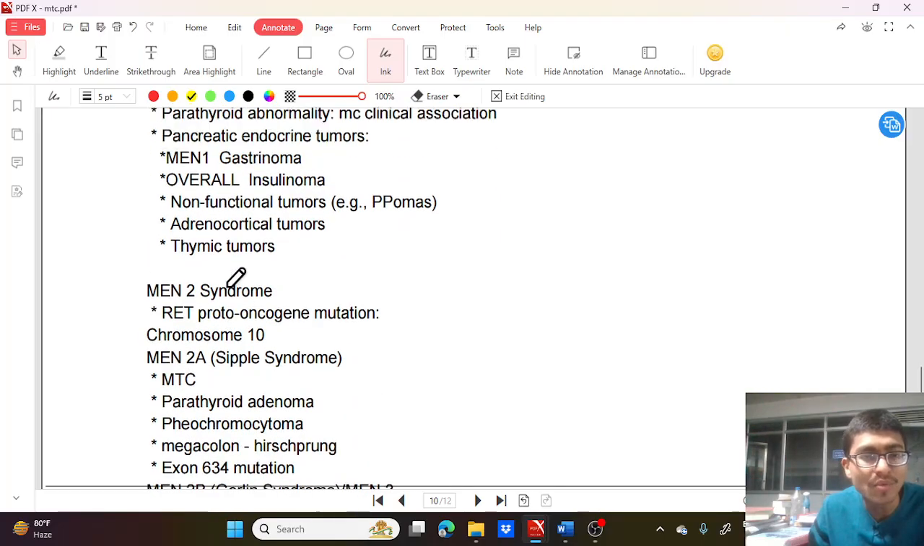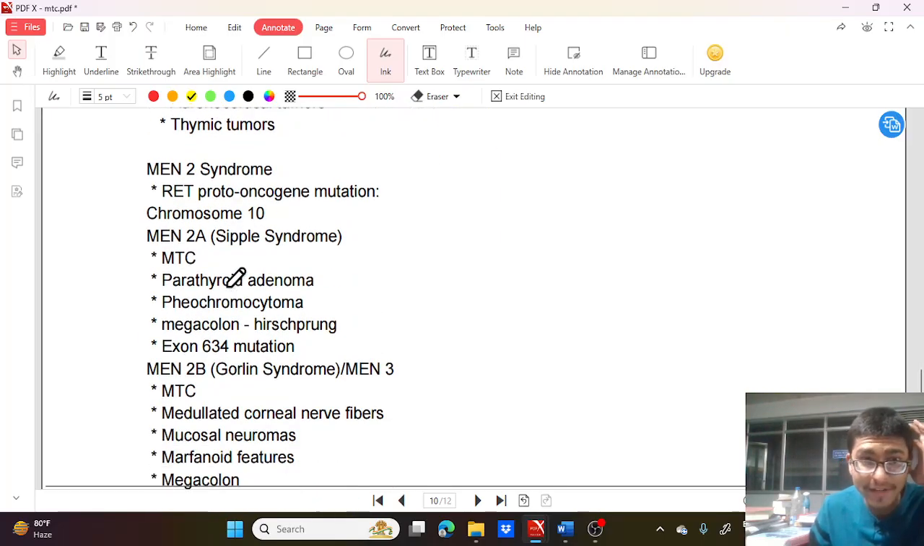Now coming to MEN2, where we see the medullary thyroid cancer along with these other tumors. So in MEN2, there will again be the proto-oncogene, that is the RET proto-oncogene. This we have seen earlier, and the chromosome will be chromosome 10. In MEN1 it was chromosome 11. MEN2 is again divided into 2A and 2B. So MEN2A is also known as Sipple syndrome.